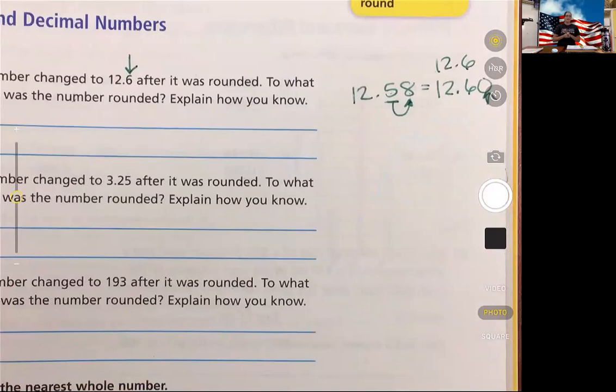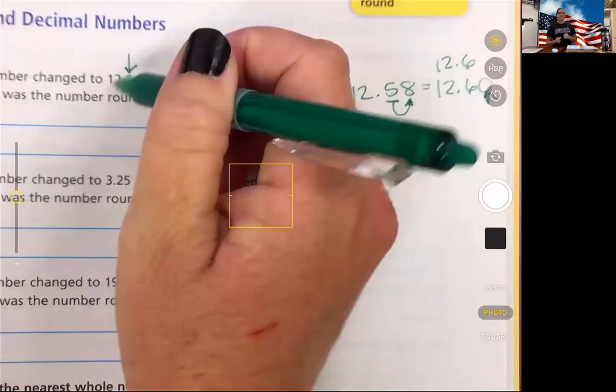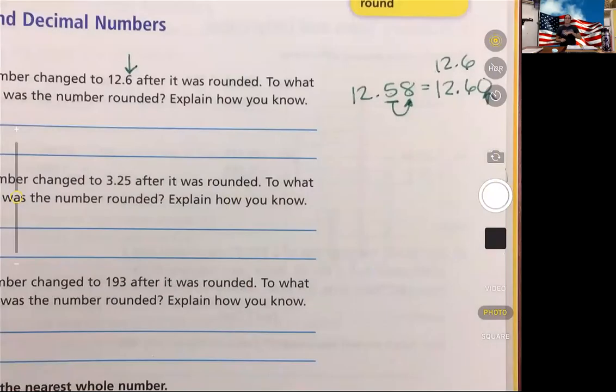What place is that 6 in? Type it in the chat for me. Is it the ones? Is it the tens? Is it the hundredths? Is it the tenths? Thousandths, maybe? All right. Oh, we might need to go back to our place value chart, okay?